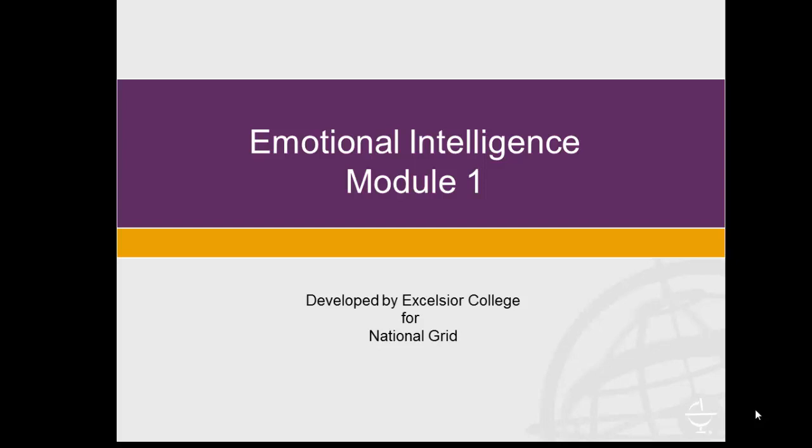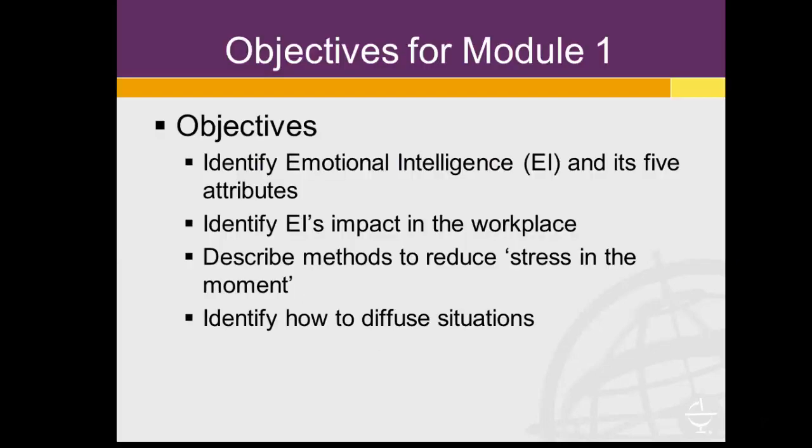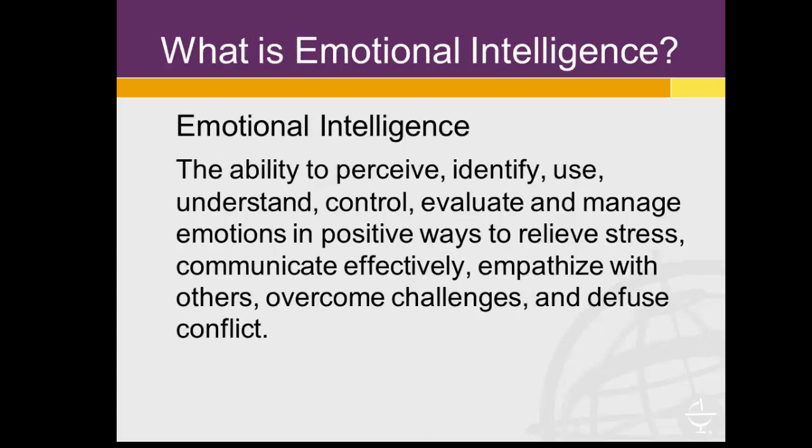These two self-paced modules provide up-to-date information, probing questions, videos, podcasts, quizzes, slides, and more to raise your comprehension of the benefits of emotional intelligence and help you transfer skills learned into the workplace. In Module 1, the objectives are for you to learn how to identify emotional intelligence (EI) and its 5 attributes, identify EI's impact in the workplace, describe methods to reduce stress in the moment, and identify how to diffuse situations.